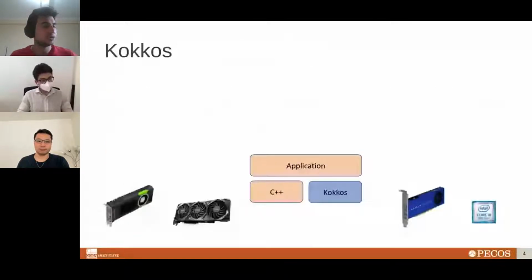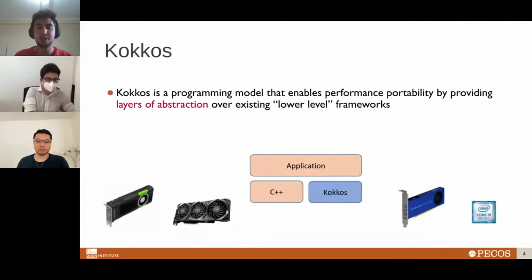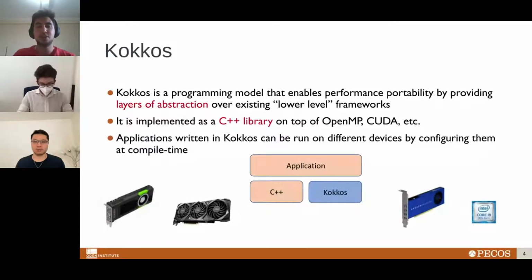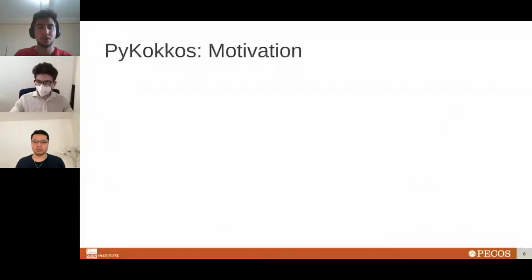And this is where Cocos comes in. Cocos is a programming model that enables performance portability by providing layers of abstraction over the existing lower-level frameworks. So basically, it's implemented as a C++ library on top of frameworks such as OpenMP and CUDA. And then any application that is written in Cocos can be run on different devices by simply setting a compile time flag selecting the device or the architecture.